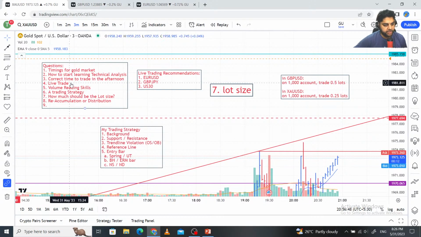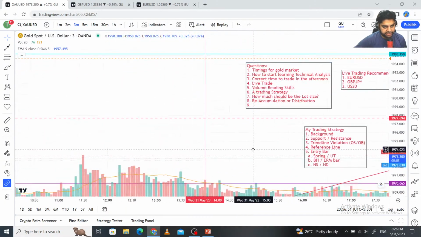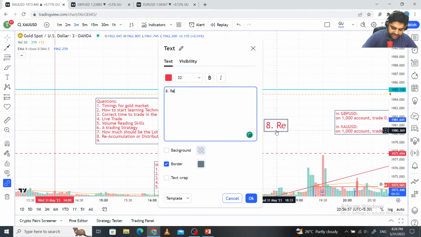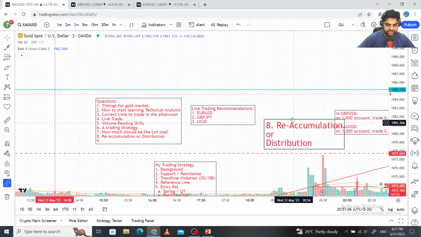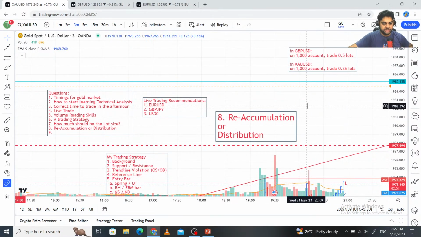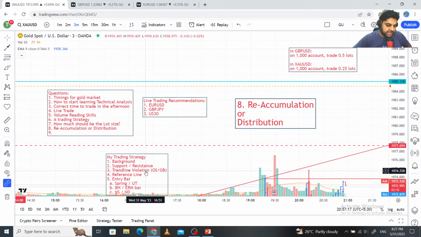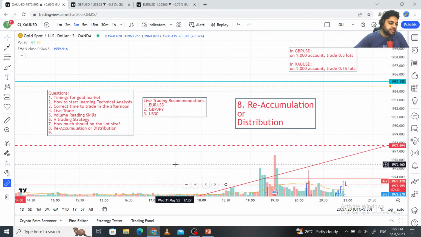Okay, so reaccumulation or distribution, this is a very important question. Question number 8 is reaccumulation or distribution. So how do you know if it is a reaccumulation or a distribution? Well, you can know by looking at the volumes. If the green volumes are increasing, that means it is a reaccumulation. It is not going to be a distribution. If the red volumes are increasing, then distribution, of course.